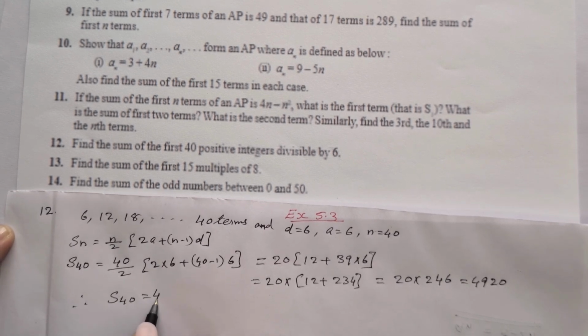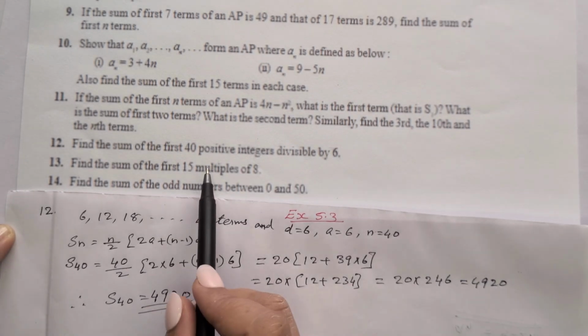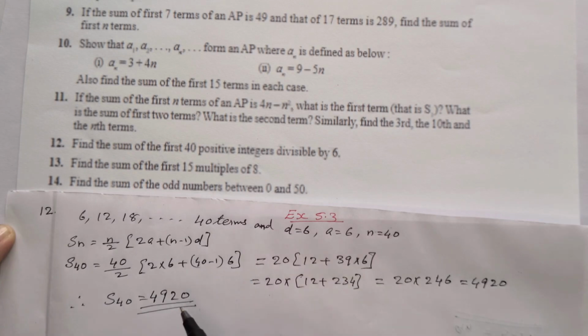S40 is equal to 4920. In sentence, sum of first 40 positive integers is equal to 4920.